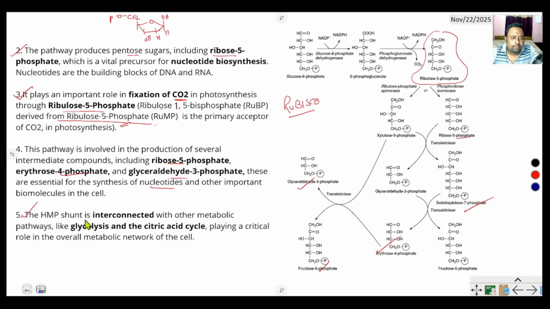The HMP shunt is interconnected with other metabolic pathways like glycolysis, because through this process fructose 6-phosphate ultimately forms glucose 6-phosphate again, which is converted by the phosphatase enzyme into glucose. That glucose is again used in the cytoplasm and mitochondria to produce energy or ATP.